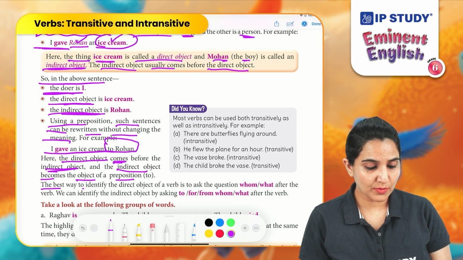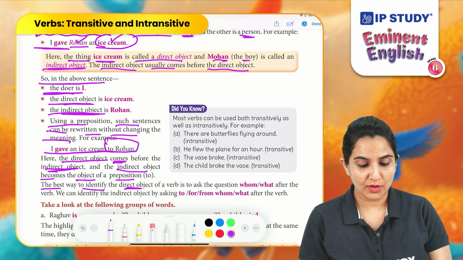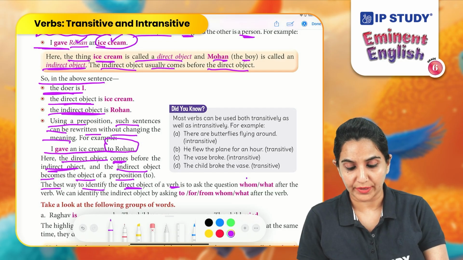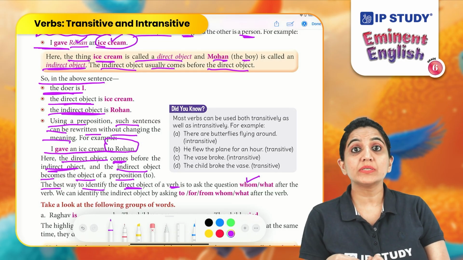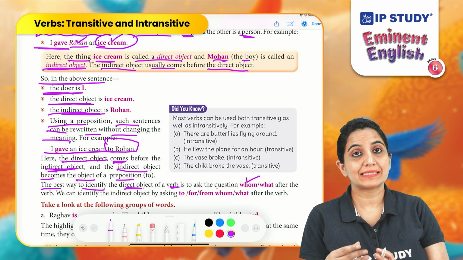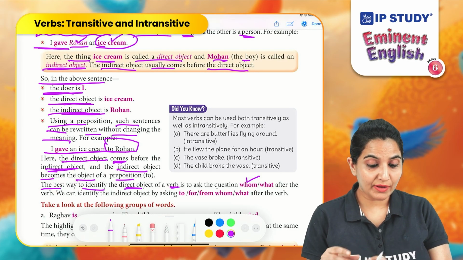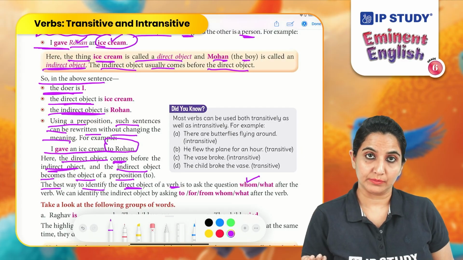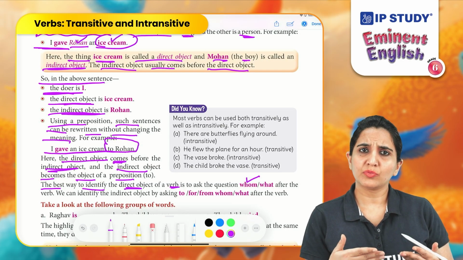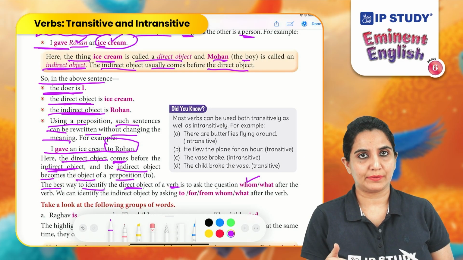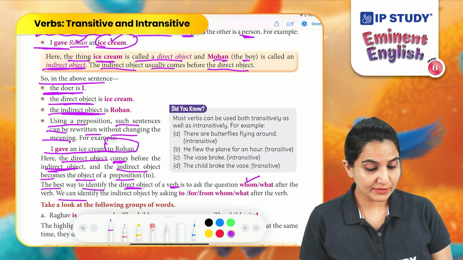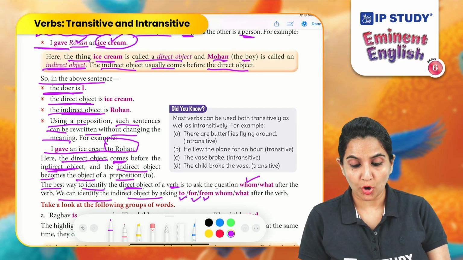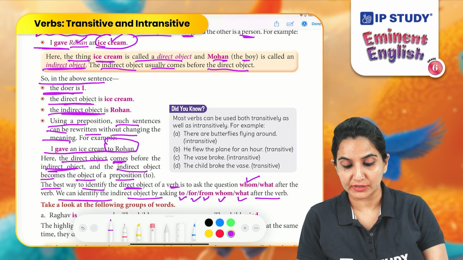The best way to identify the direct object of a verb is to ask the question whom or what. For example, what was given? An ice cream was given. This is a direct object. So to identify a direct object, ask the question whom or what after the verb. I gave, what did you give? An ice cream, right? We can identify the indirect object by asking to, for, from, whom, what after the verb.